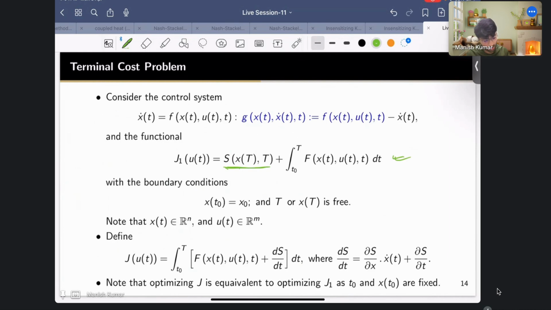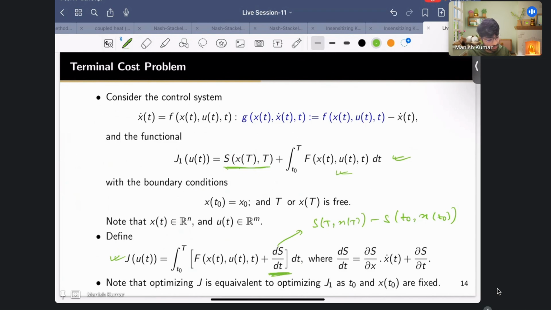When you try to do a similar kind of analysis, one new step is that you define this kind of functional. Instead of looking at this functional, you look at this functional: f plus one additional term, ds by dt. If you integrate this ds by dt, what do you get? You will get s at T and x(T), minus s at t0, x at t0. This is the integration of this part.